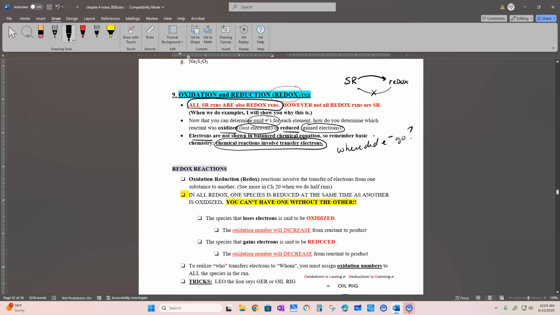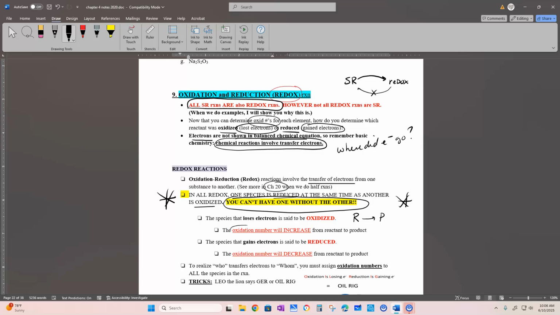Redox reactions. Redox involves the transferring of electrons from one substance to the other. And like I said, we're going to get very good at this because it comes back in chapter 20. Very, very important. All redox, somebody has to be reduced at the same time as somebody is oxidized. You have to have each one. It's not redox unless you have oxidation and reduction. So the species that loses the electrons is called oxidized. And what I mean by that is when you go from reactant to product, they had to have lost electrons.